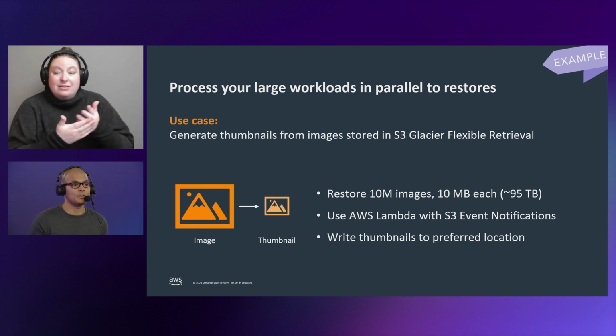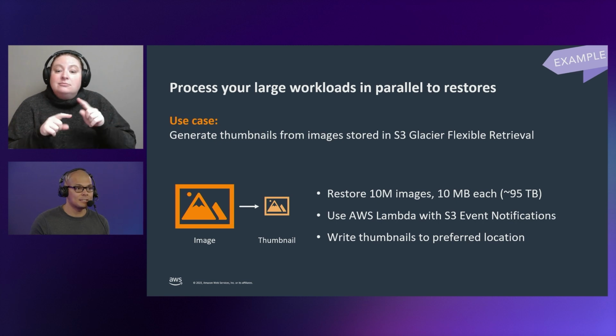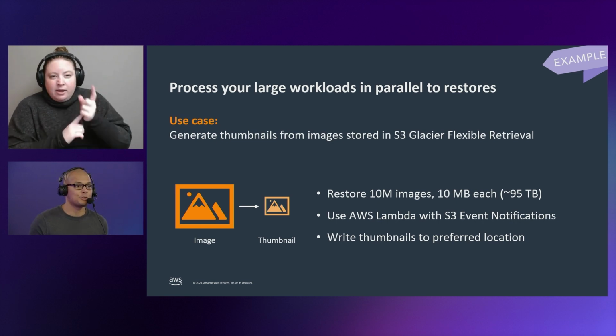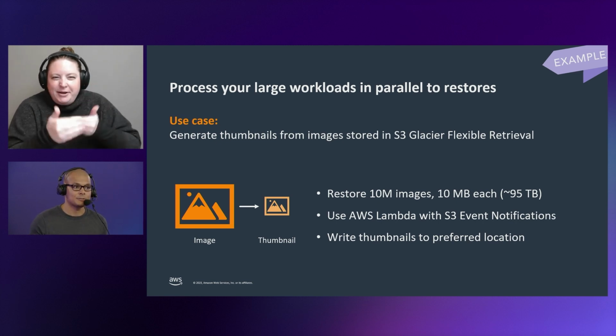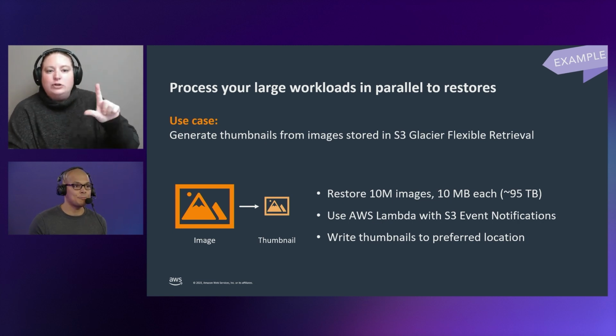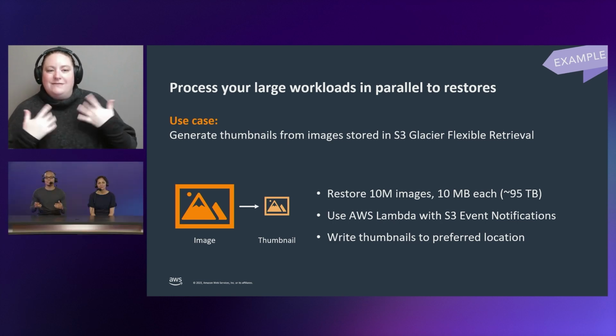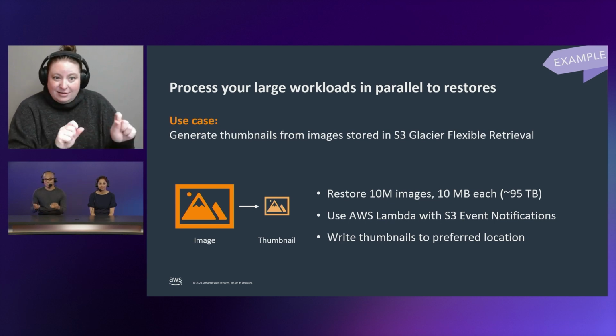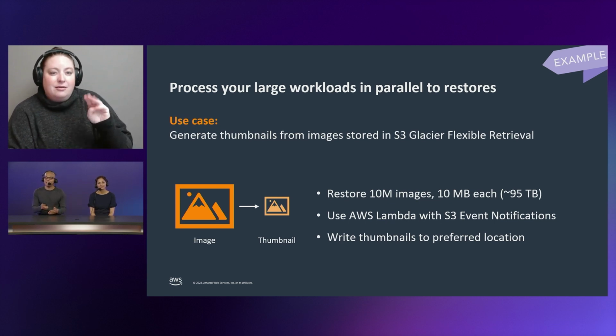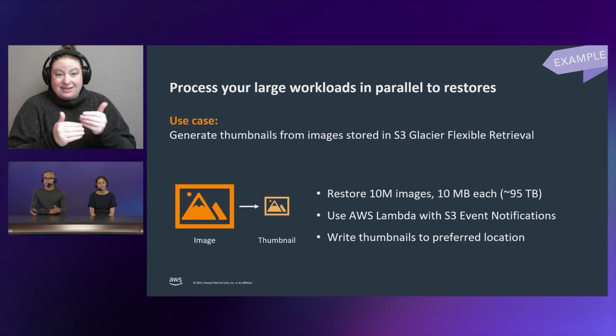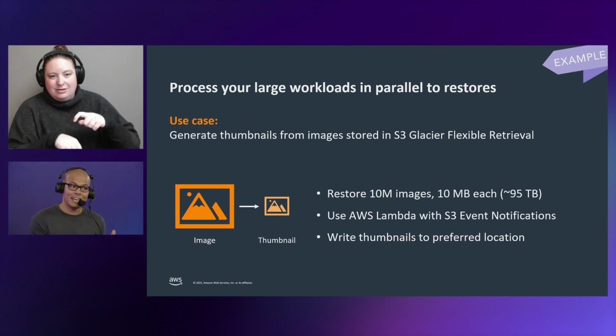But because your restores now start within minutes, you can use it to your advantage to process the overall workflow faster. So you can configure AWS Lambda to run based on restore event notifications, such that your Lambda function processes each image as it is restored to generate a thumbnail. This effectively processes the data in parallel to the completing restore job. For large workloads, this performance improvement can significantly reduce the total amount of time it takes to process data end to end.